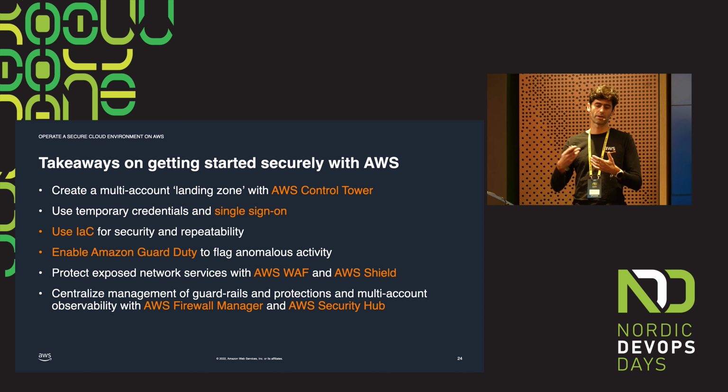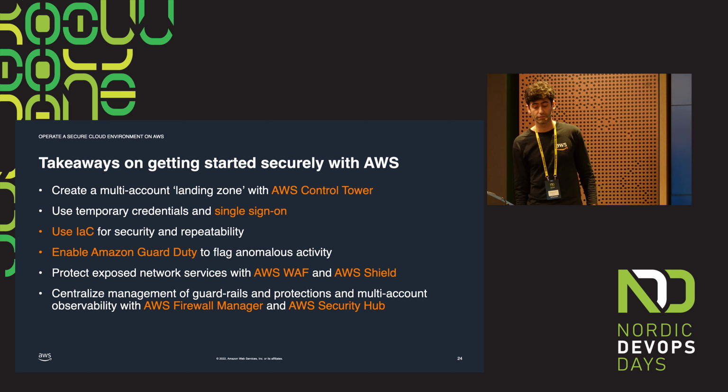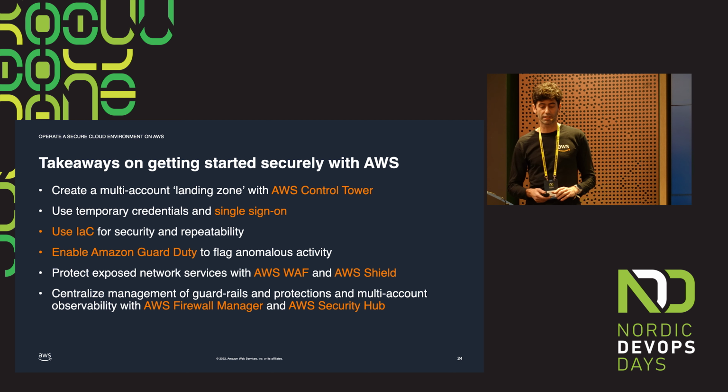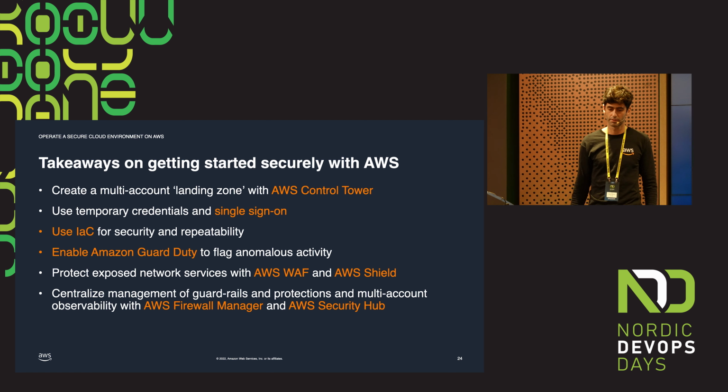So you always get these temporary tokens, and your identities are in one place, easy to manage, for workers who leave the company or new workers. Infrastructure as code for consistency, repeatability, but of course security as well. GuardDuty to flag anomalous activity, protect your exposed network services with WAF and Shield, possibly Shield Advanced. Shield is on by default, you don't need to enable it. And centralized management of everything, and also visualization, or being aware of everything that happens, with Firewall Manager and Security Hub. Thank you.